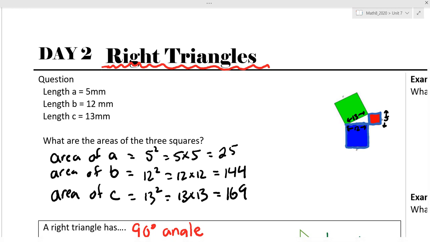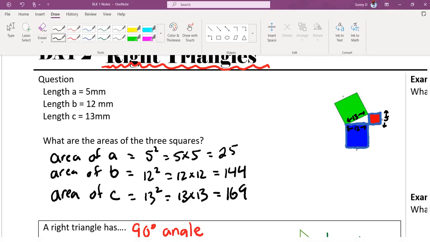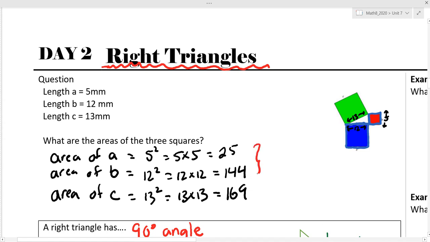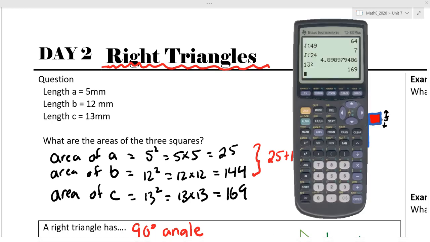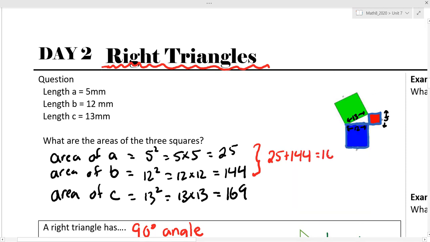So, according to Pythagoras, if we added these two squares together, it should hopefully equal the third one. So if we go 25 plus 144, what does it equal? 25 plus 144 equals 169, okay? Now, if this is true, this means we have a right triangle.